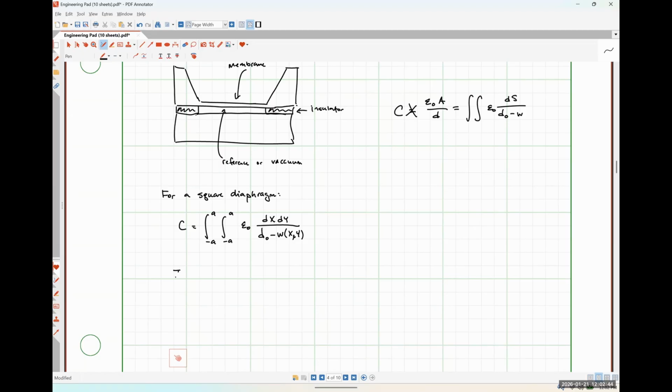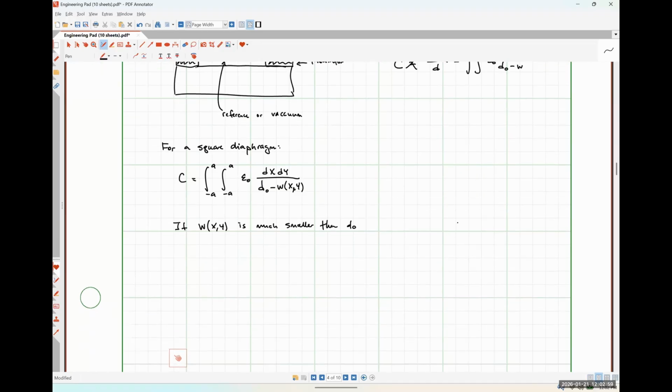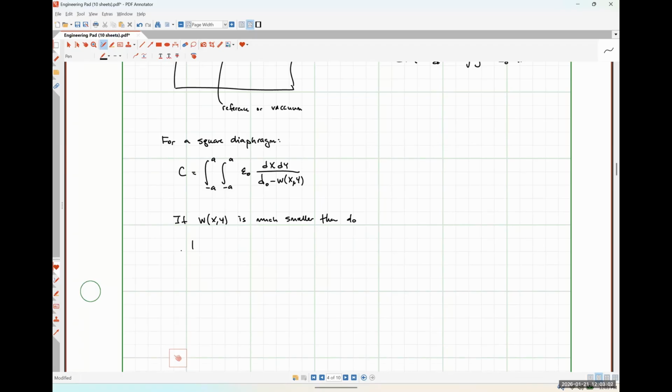However, if w(x,y) is much smaller than d naught, we can do a Taylor series expansion. So we could say that the term 1 over d naught minus w as a function of x and y will be approximately equal to 1 over d naught times 1 plus w over d naught.